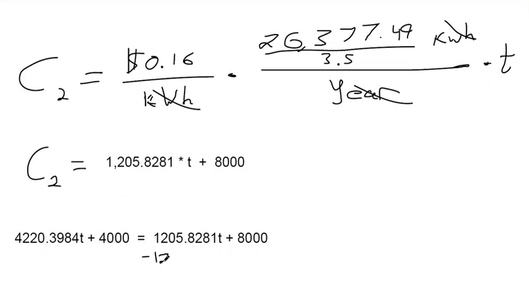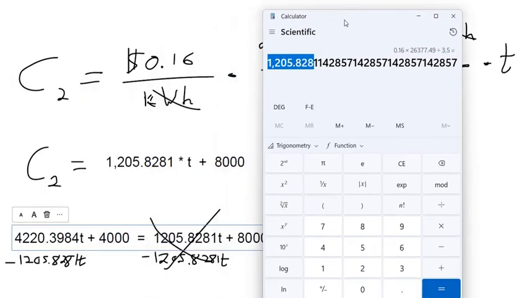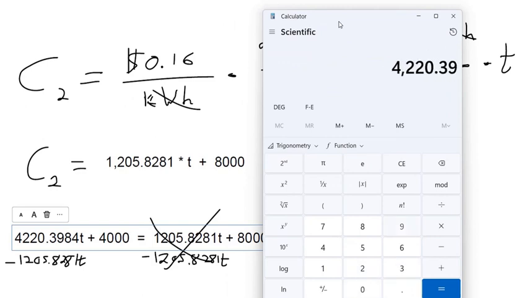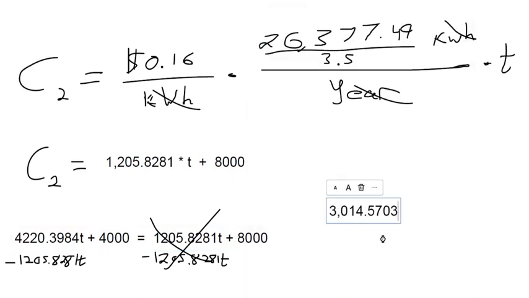So I can subtract 1,205.8281 t from both sides. That makes it disappear over here. So we've got 4,220.3984 subtracted by 1205.8281. So on the left side we have 3,014t. I copied the equation over here because I ran out of room.